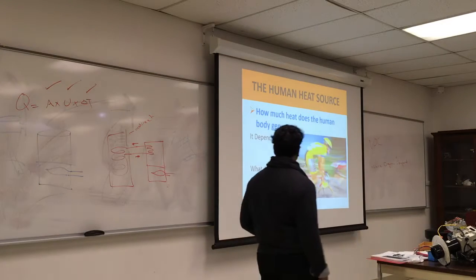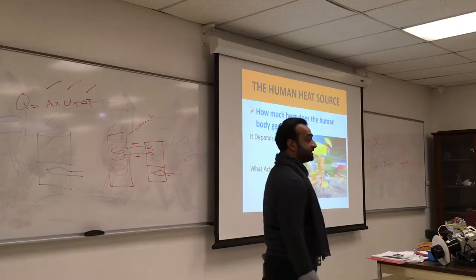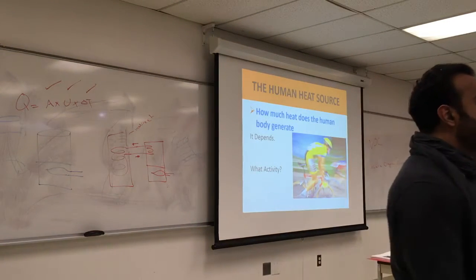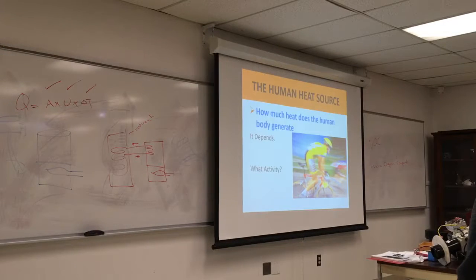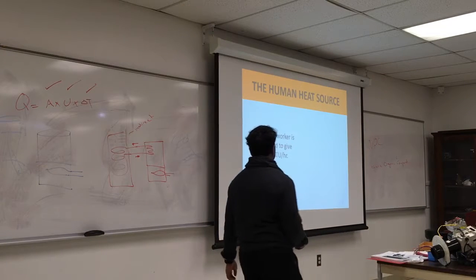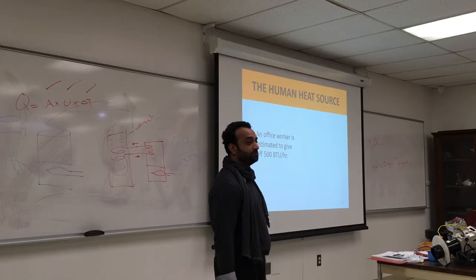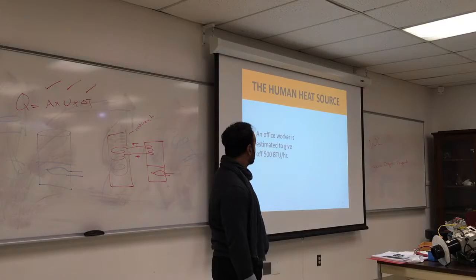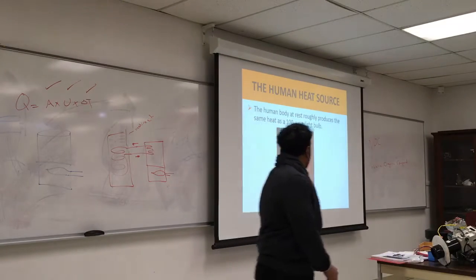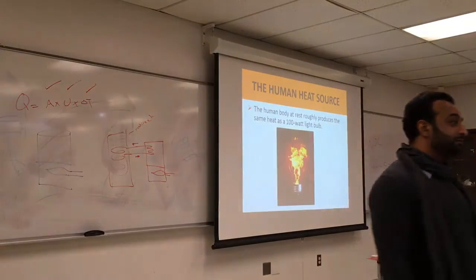How much does the human body generate? It depends on the activity. If we're just sitting in the classroom here, probably around 100 watts. If you go to the gym and do cardio, like running or using an elliptical machine, it's higher. It's intuitive. An office worker is estimated to give off around 500 BTU per hour. So if you're sitting around not doing much, that's 500 BTU per hour, like a 100-watt light bulb.